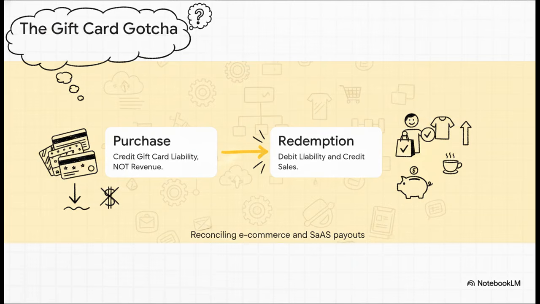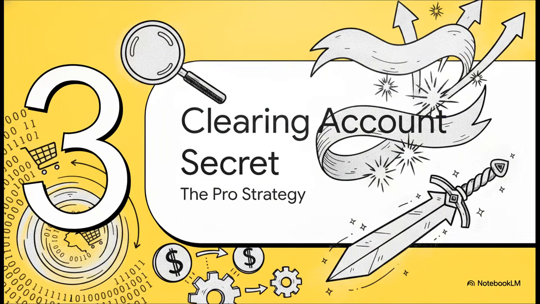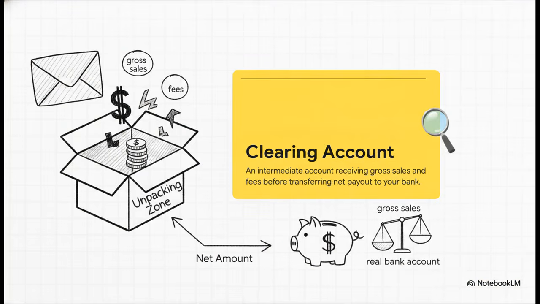Boom, just like that. So, moving on to Section 3, the clearing account secret. We've officially diagnosed the illness, so now let's pivot and talk about the magic weapon used by professional e-commerce accountants. Enter the clearing account. This is essentially a fake intermediate bank account set up inside your QuickBooks. Think of it as your unpacking zone.